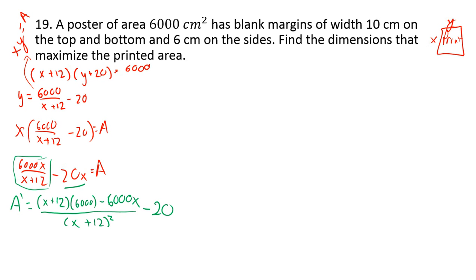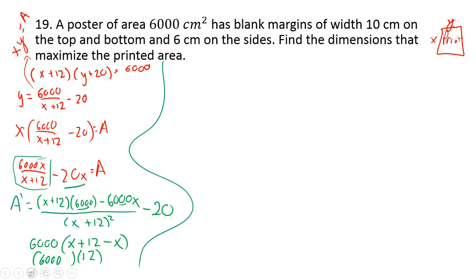Now, on this top part, we can take out a 6,000. There's a 6,000 in both parts, so we can take it out, giving us 6,000. I'm only looking at the numerator right now. X plus 12 minus x can be simplified to just 12. So our new numerator is 6,000 times 12. I'm not going to multiply it together yet because I want to be able to reduce without using a calculator.